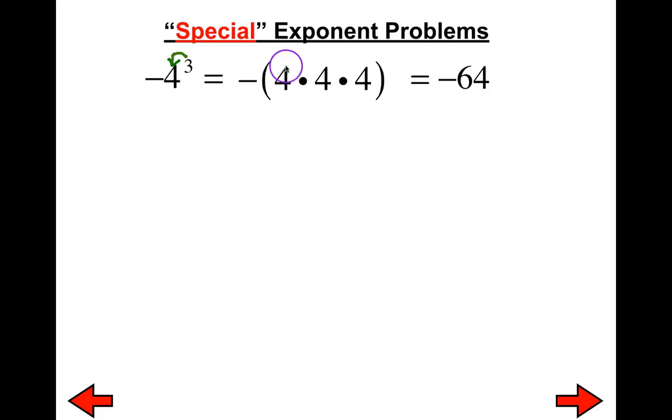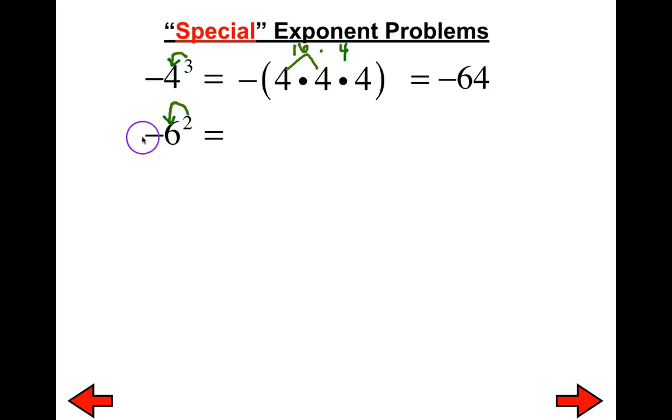How do I know this? Well, 4 times 4 is 16, 16 times 4 is 64, but then of course you have to multiply the negative on the outside, which would give you a negative 64. Okay, so what about this one? Again, what's being squared? It's the 6 being squared. It's not negative, because if it was negative, there would be parentheses telling me it's a negative base. Without those parentheses, my base is positive.